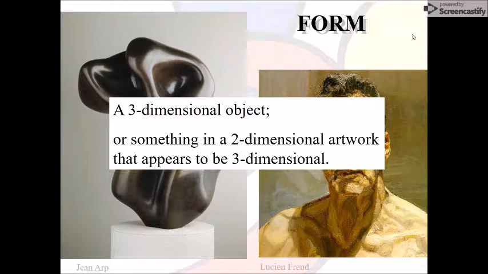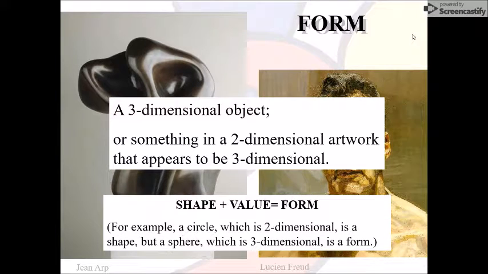So the first definition is the image on the left. The second definition is the image on the right. And then write down the formula: shape plus value equals form. You do not need to write down the example underneath that, but that's just explaining.